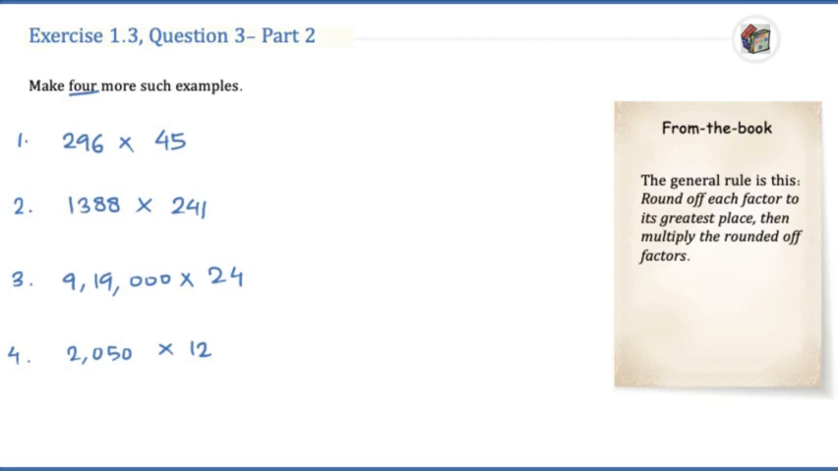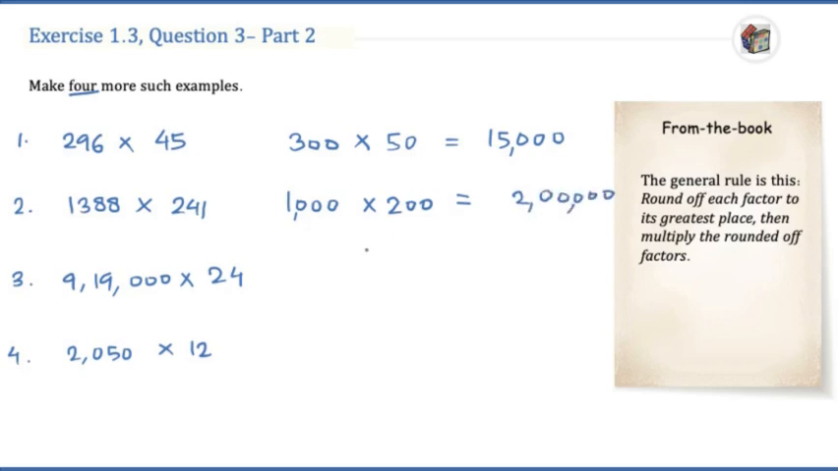Okay, I hope you tried. Now here are the round-offs. We round them off to the greatest place. In the first one, it's the hundredths place. It's closer to 300. Then in 45, greatest place, tens place, it's closest to 50. And so the product is 15 followed by 3 zeros, 15,000. Then again thousands for this one, 1388, it is closer to 1000. 241, greatest place is hundreds place, it is closest to 200. And when you multiply, you get 2 followed by 5 zeros, 2 lakh.